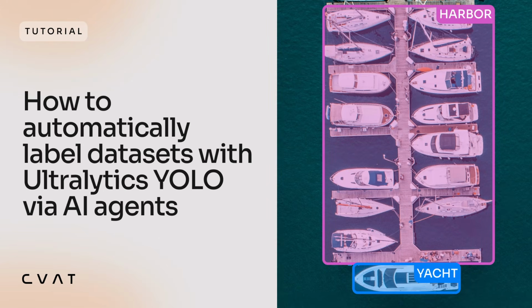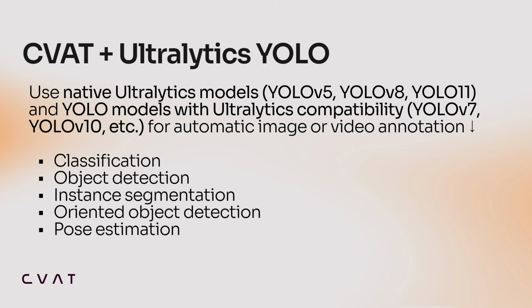Hey there! In this tutorial, we will show you how to use Ultralytics YOLO models to automatically label image datasets in CVAT Online. With this new integration, you can classify, detect, segment, and estimate the pose of different objects with little to no human intervention using one or a combination of Ultralytics YOLO models. To make this work, we'll run the model on our computer and connect it to CVAT Online via the agent mechanism. Okay, let's go over the setup.